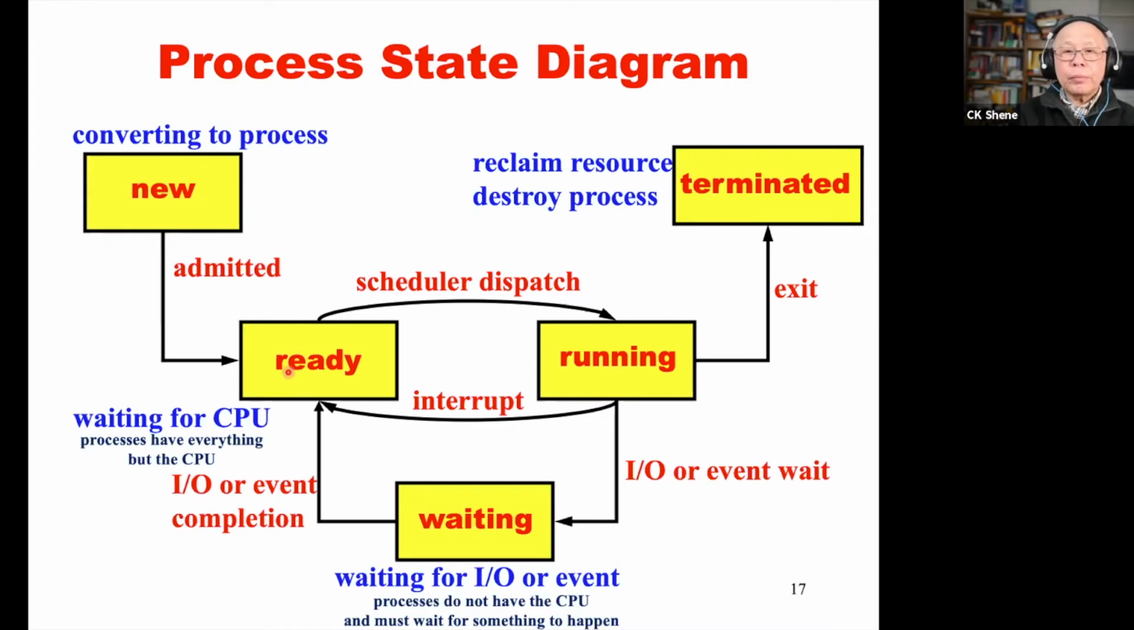Always remember, a process in the ready state means it is waiting for the CPU. Here, a process in the ready state means it has everything but the CPU. So when a CPU or CPU core is available, the CPU scheduler simply checks all of these ready processes and finds one, and assigns it to a CPU.